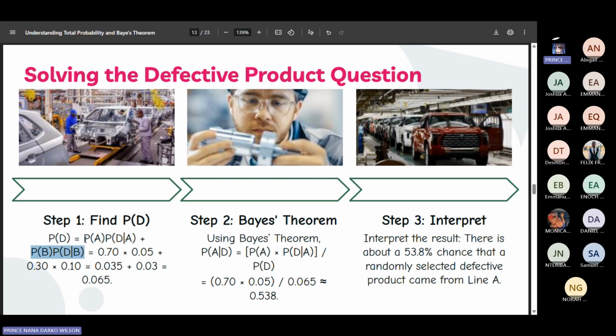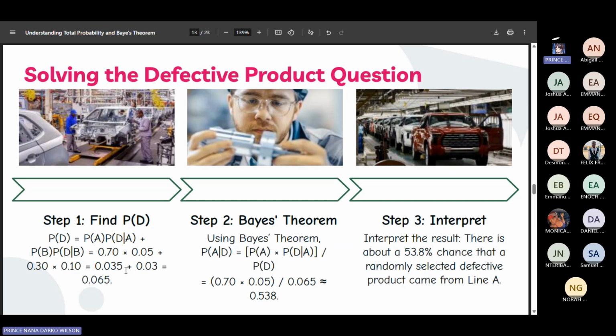And we know that the probability of the defective product coming from A is the same as the probability of picking A times the defective product coming from A, which is 0.7 times the defective rate of A, 0.05. We add that to the probability of the defective product coming from B, and that's what you see down here. So what we are doing is finding the denominator, which is the probability of D. They first found that, and that gives us 0.065.